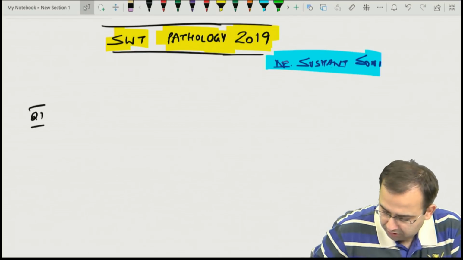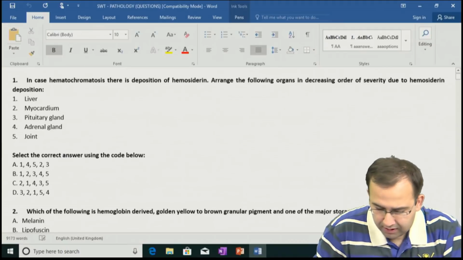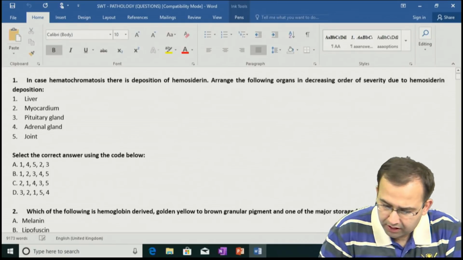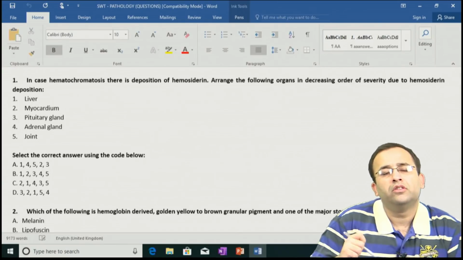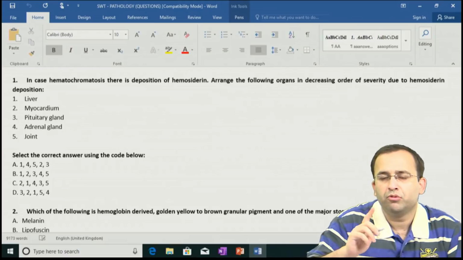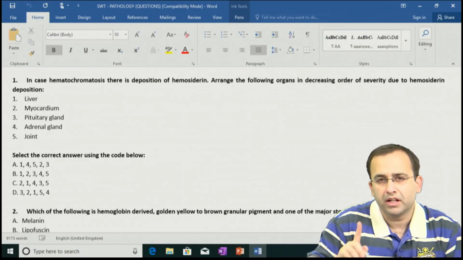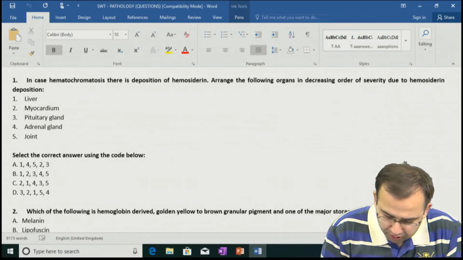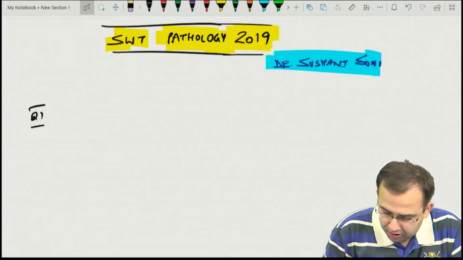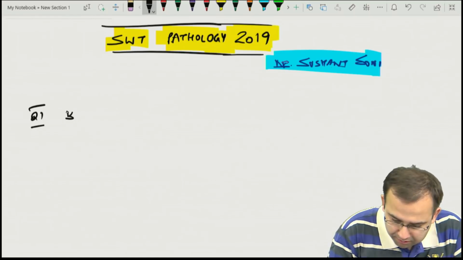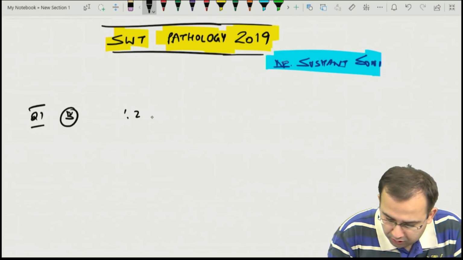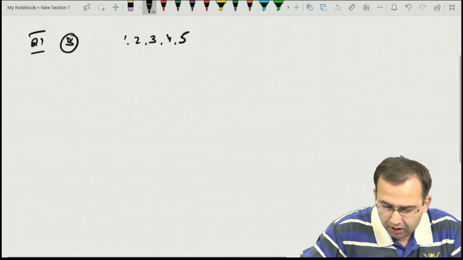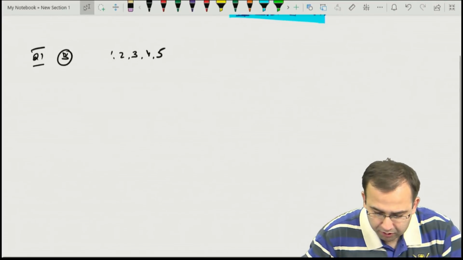So starting with our first question. In hemochromatosis, arrange the following organs in decreasing severity. Now, this is arranged in the severity, that is the most common and the most severely affected organ is the liver, followed by heart, pituitary, adrenal and joints. So the answer is B. Question 1, the answer is B, that is 1, 2, 3, 4, 5. So before we go further, let us have a look at hemochromatosis.